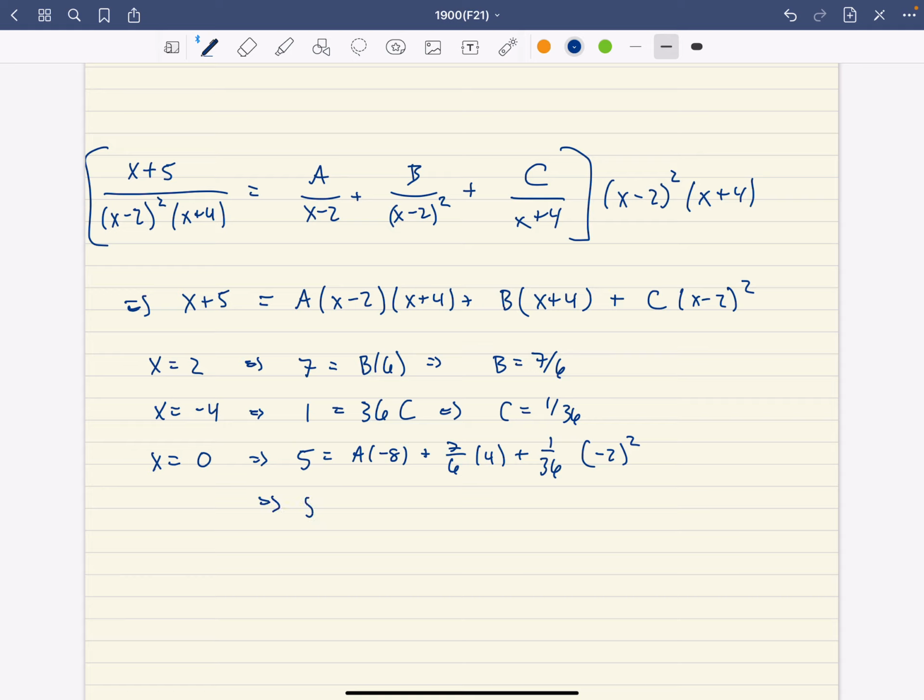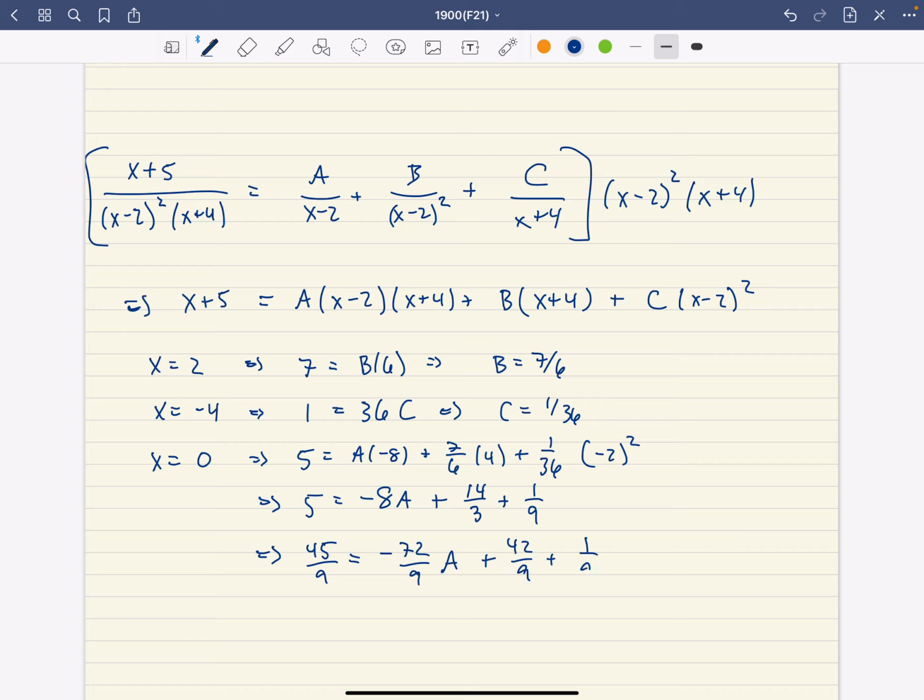So this tells us that 5 is negative 8a plus 7 over 6 times 4. That's 4 over 6, which is 2/3, so that's going to be 14/3. And then negative 2 squared is 4 over 36, which is 1/9. I think it makes sense to write everything in terms of ninths. We're going to have 45/9 equals negative 72/9 times a plus 42/9 plus 1/9.